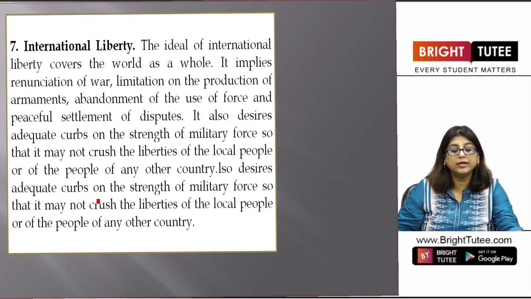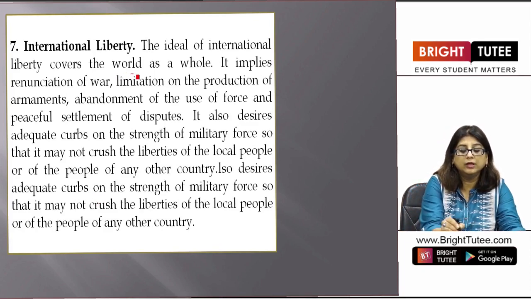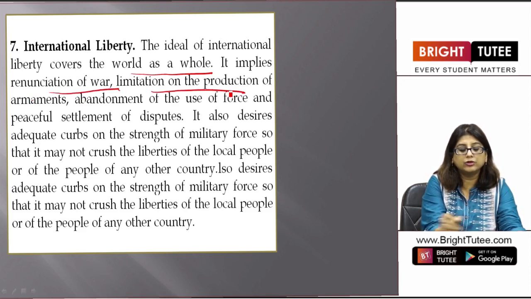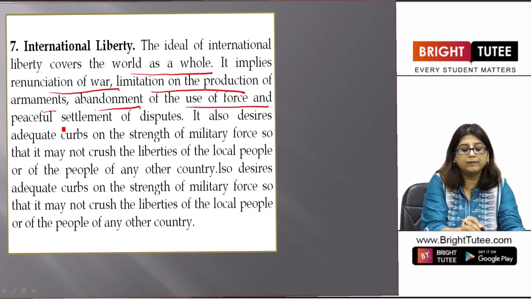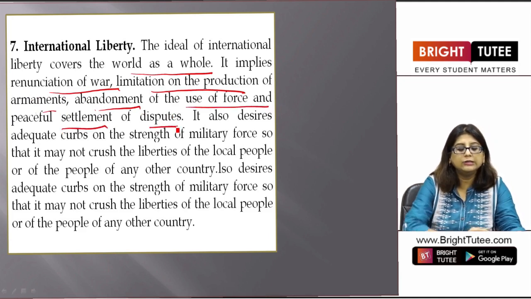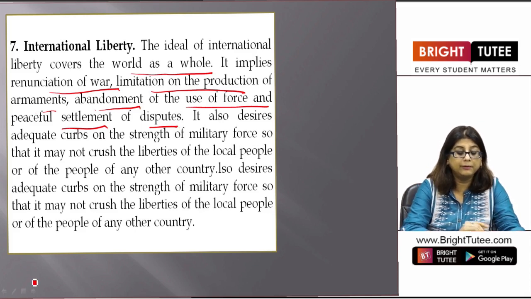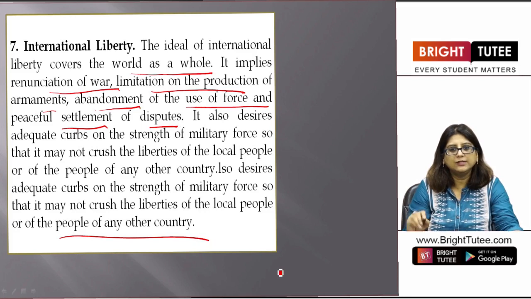International liberty is also there. The ideal of international liberty covers the world as a whole, and it implies renunciation of war, limitation on the production of armaments, abandonment of the use of force, and peaceful settlement of disputes. It also desires adequate curbs on the strength of military force so that it may not crush the liberties of the local people or the people of any other country. That's all for the chapter.